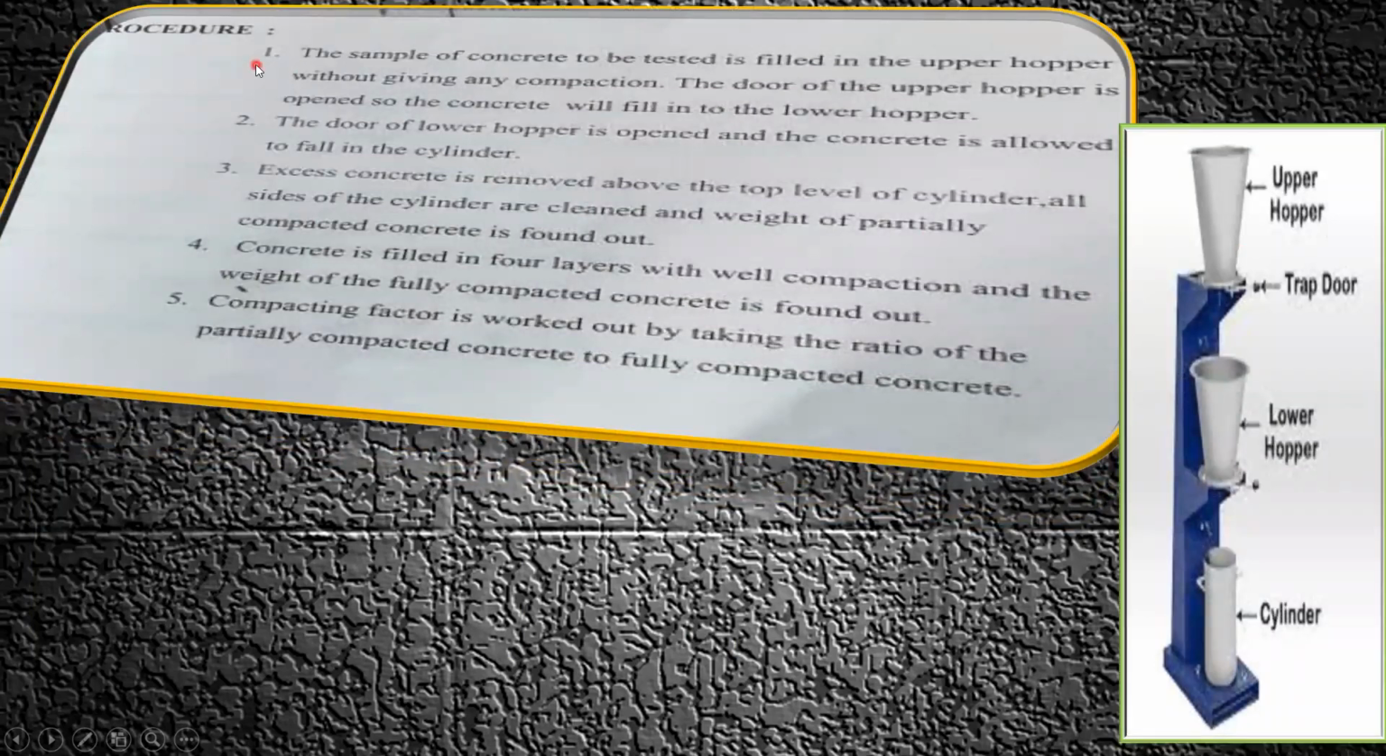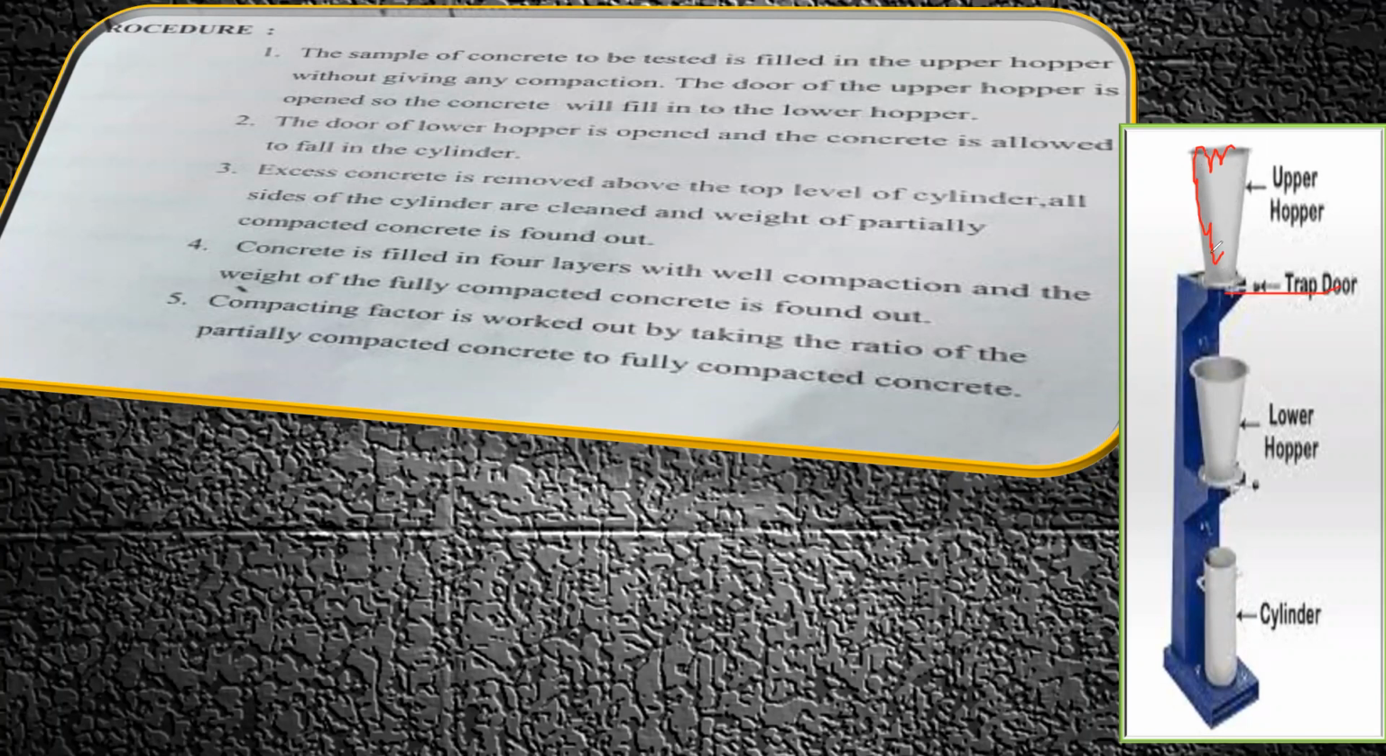To begin with, a sample of concrete is to be tested and it is filled in the upper hopper. You're going to fill the concrete in the upper hopper in this way, without giving any compaction, directly you're going to fill. The door of the upper hopper is open so that the concrete will fill into the lower. So once you fill everything, there is a door here, you have to try to take it out.